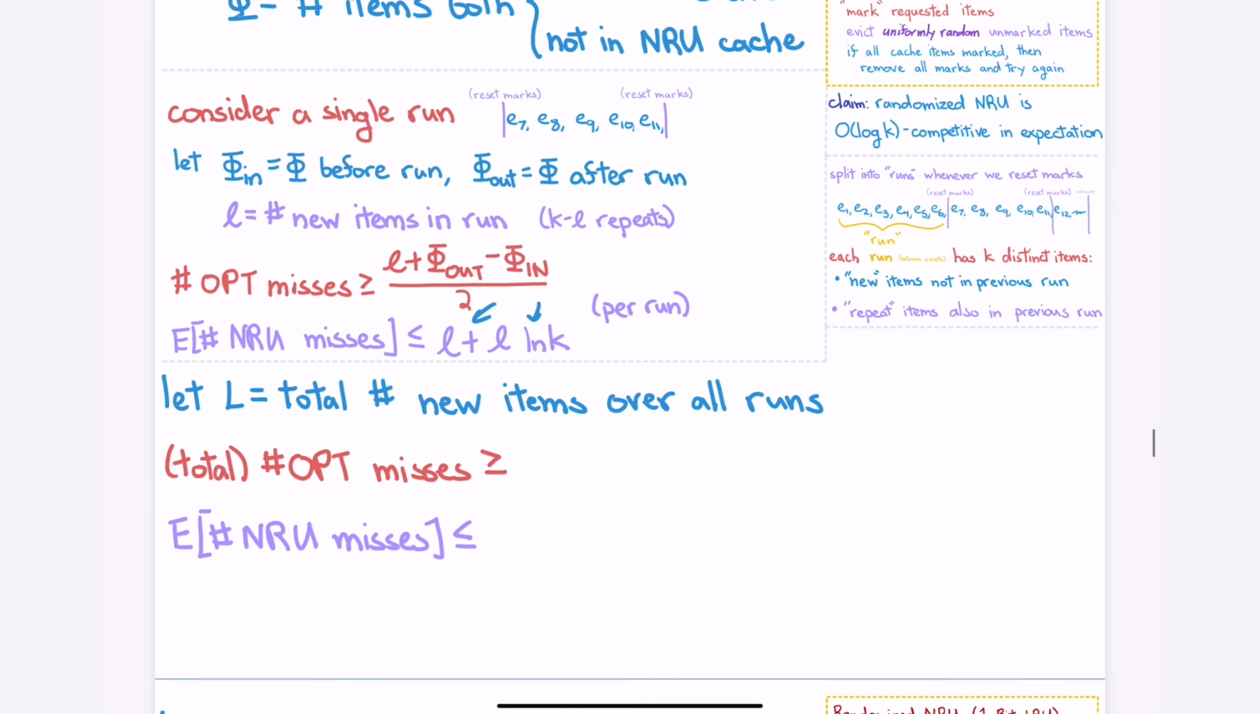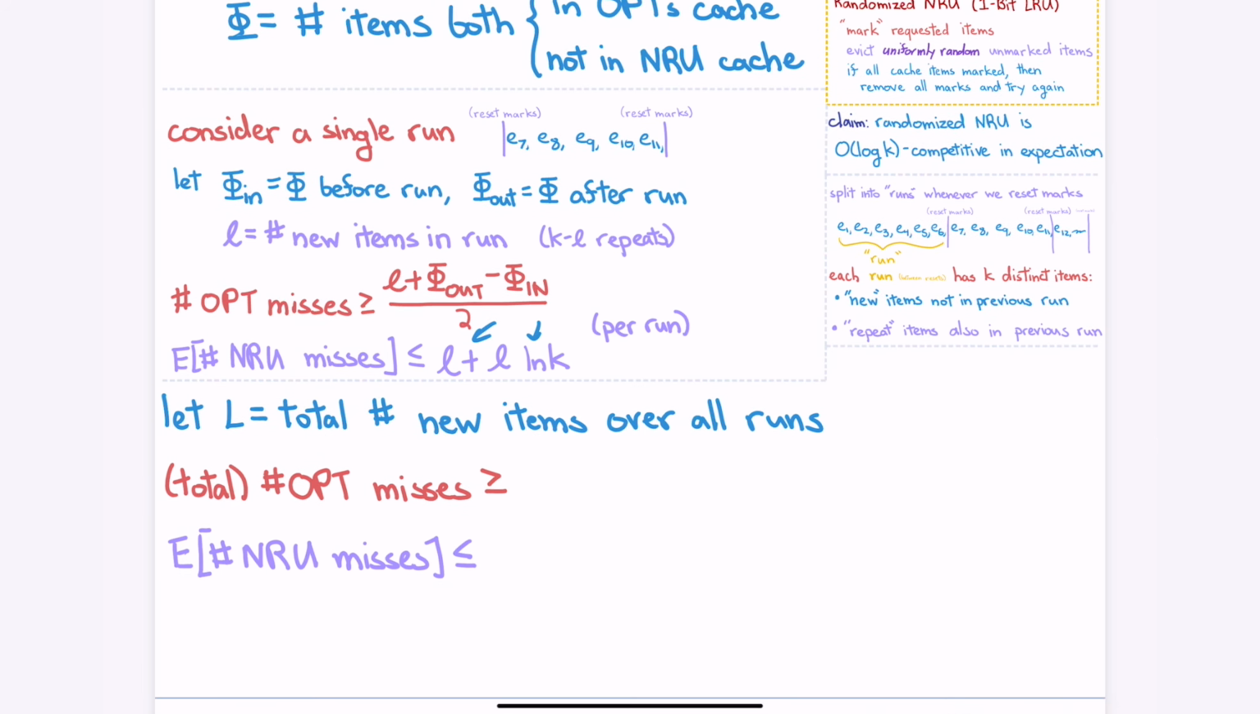Let's just put everything together. So if I sum everything together, the total number of misses is going to be, if I let L sub i be the number of new items in run i, then you're going to get something like the sum of L_i over 2 plus phi at the very end minus phi at the very beginning.